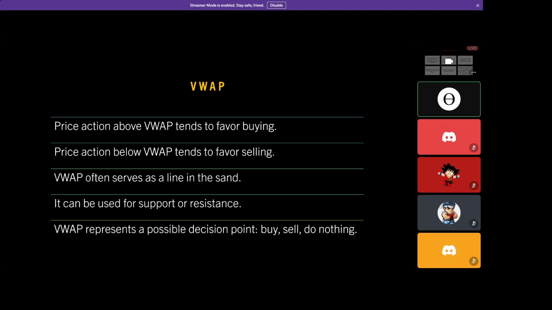It can be used as support or resistance alongside other technical analysis chart patterns. And VWAP represents a possible decision point. It's not necessarily a buy signal or a sell signal. It's simply a place where traders will look and say, hey, this is an important moment. I should consider taking an action, and doing nothing and sitting in cash is also taking an action, right?